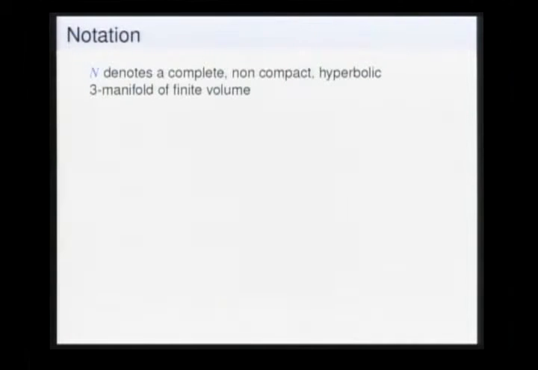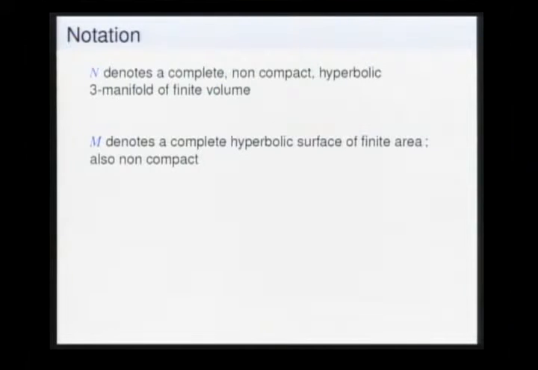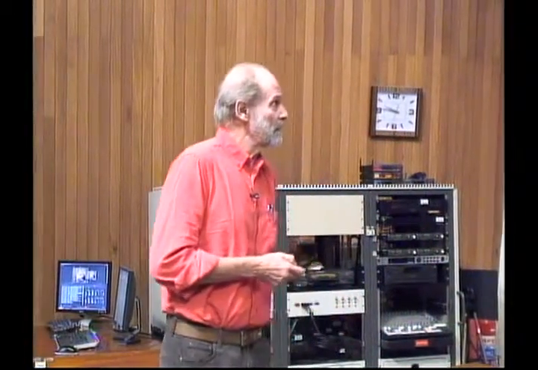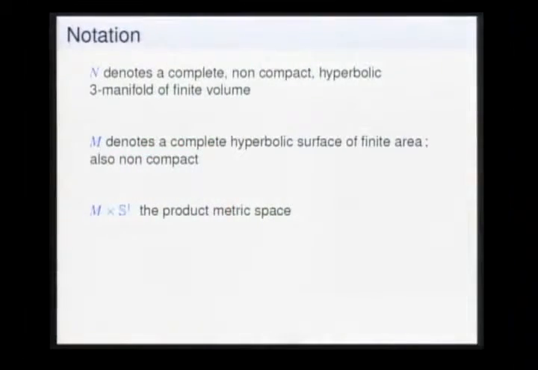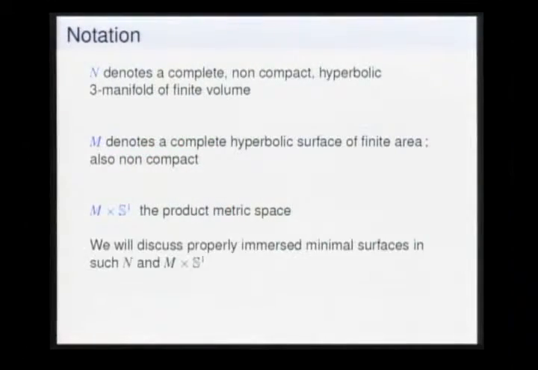Non-compact hyperbolic three-manifold of finite volume. M will always be a surface of finite area with a hyperbolic metric that's complete. And what we're going to do is look at surfaces in N and in M cross S1 with the product metric space.